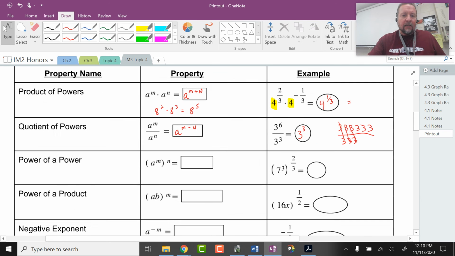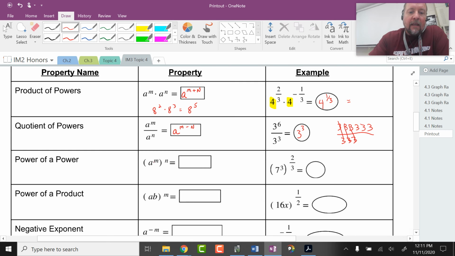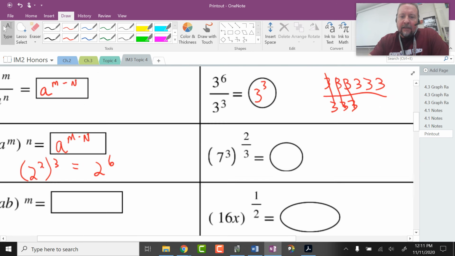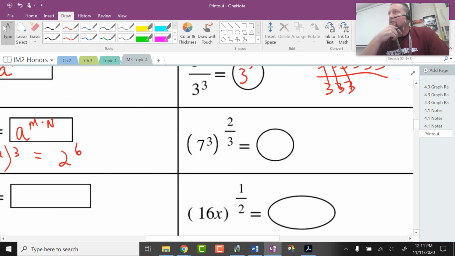All right, going to bounce back. Power raised to a power rule. When we have a to the m raised to the n, that is a to the m times n. So you multiply those exponents when you have a power raised to a power. A real simple example: 2 to the second raised to the third becomes 2 to the sixth. That's all that rule means. But fractionally, when I have 7 to the third raised to the 2/3, I have to multiply these two. I'm going to write it out here so the final answer can be circled.